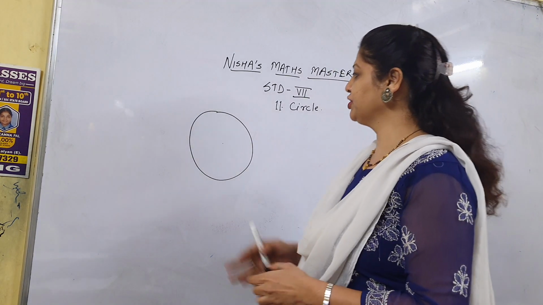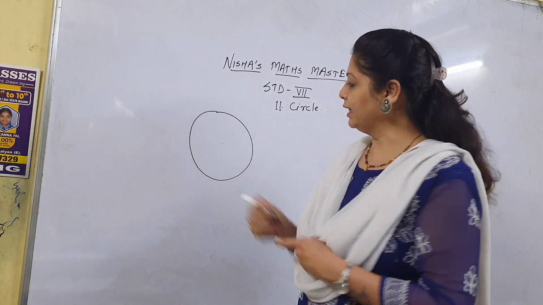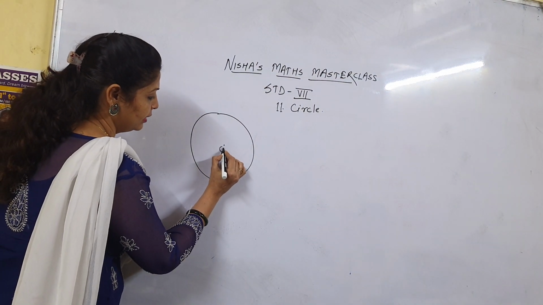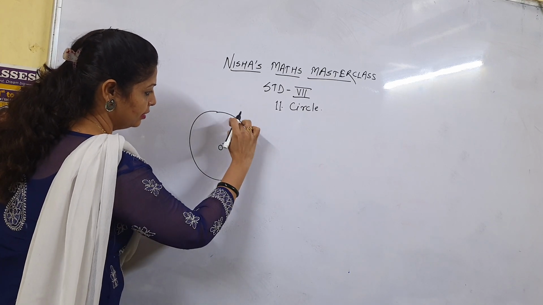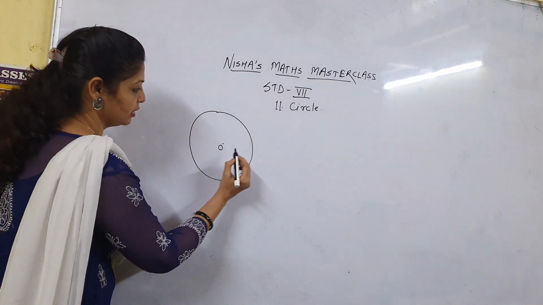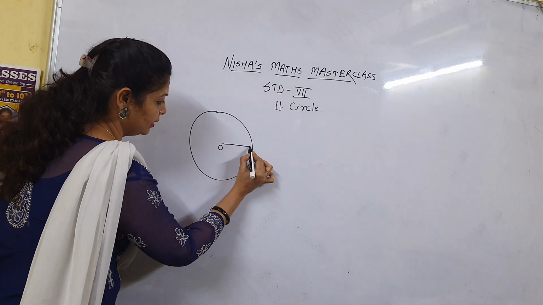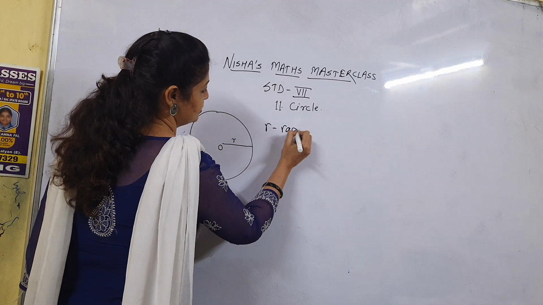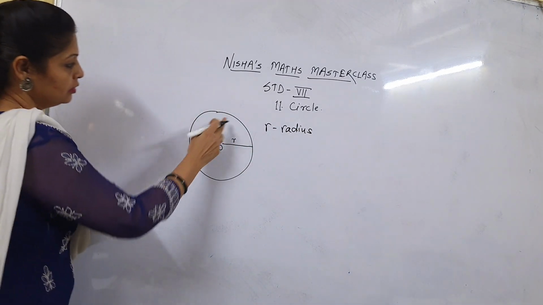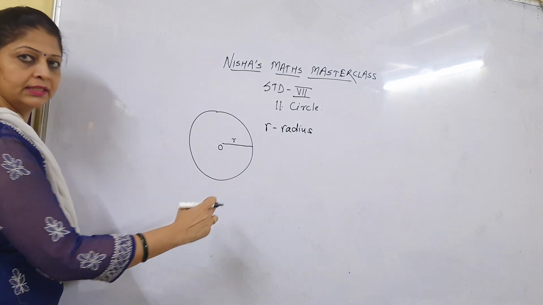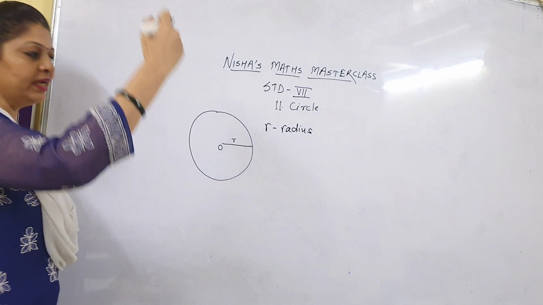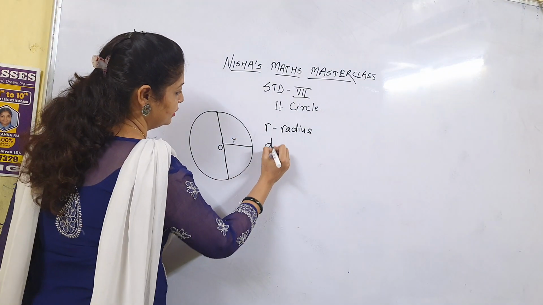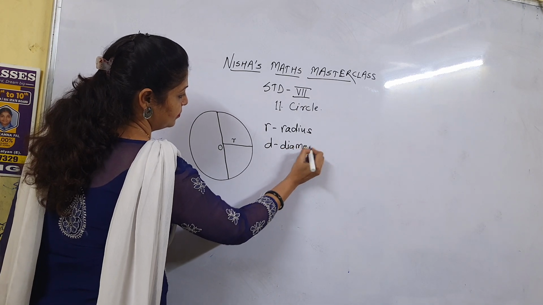Just pay attention here. See children, this is the circle, and this is the center of the circle. I write here O. This is the circular edge of the circle. I join this center with that edge, so we call it R. R means radius. Afterward, two edges connected through the center, we call that diameter. D means diameter. Understand?